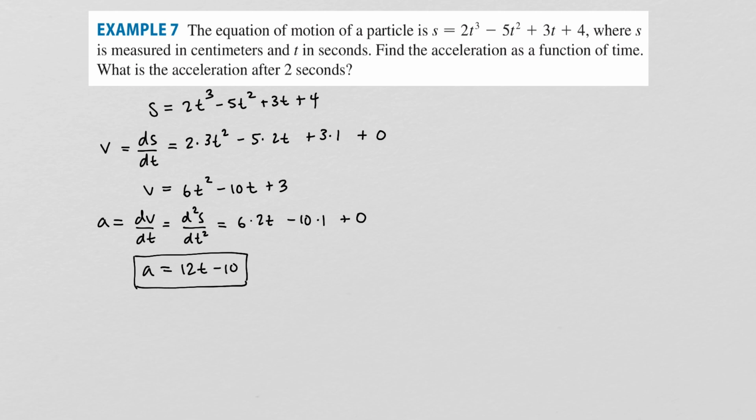And now we want to know, what is the acceleration after 2 seconds? So after 2 seconds, the acceleration is going to be 12 times 2 take away 10, which is 24 minus 10, which is 14. And this will be centimeters per second squared.